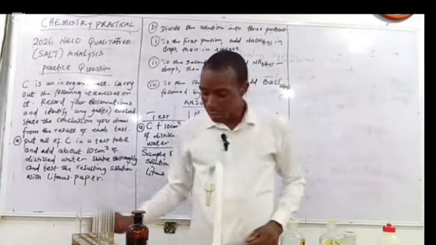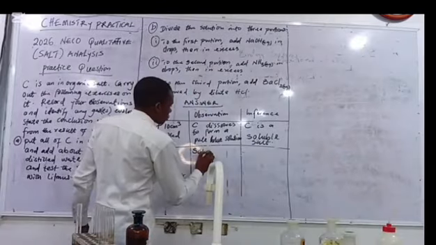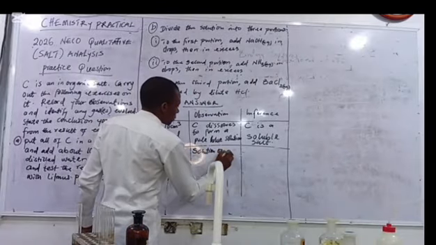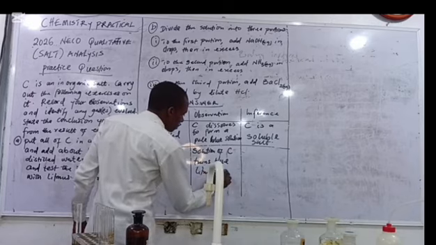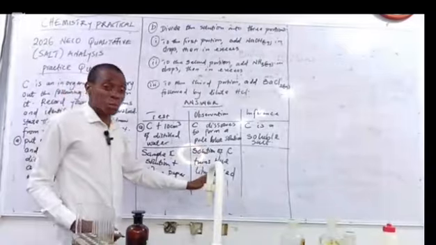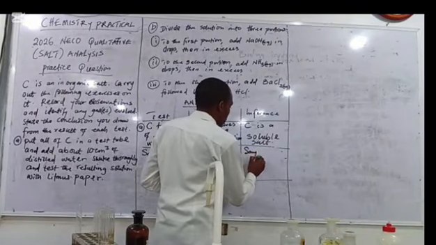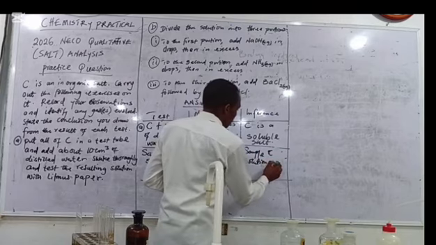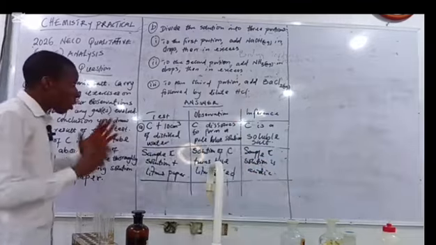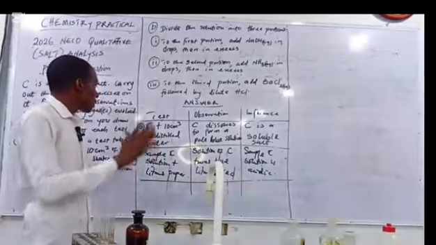What's our inference now? So we say solution of C or sample C turns blue litmus red. Substance turns blue litmus paper red. What is supposed to be the inference? Sample C solution is acidic. Exhausted all we need to do on question A.